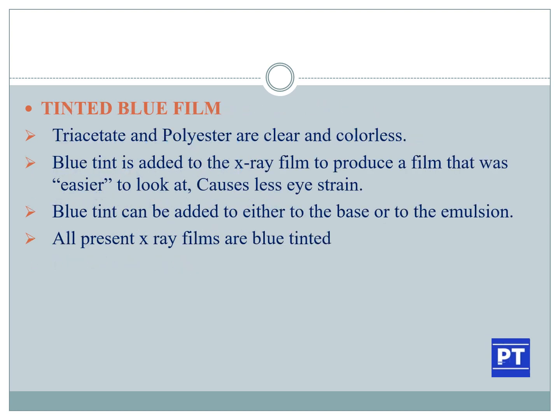Tinted blue film. Triacetate and polyester are clear and colorless. Blue tint is added to the X-ray film to produce a film that is easier to look at and causes less eye strain. Blue tint can be added to either the base or the emulsion. All present X-ray films are blue tint.